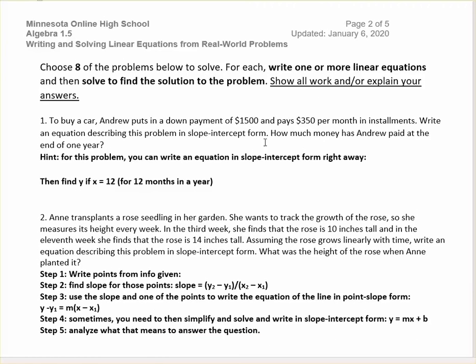Some of them you can write the equation right away, like number 1. It says to buy a car, Andrew puts in a down payment of $1,500 and pays $350 per month in installments. When you see something per month or per day or anything per, that's pretty good indication that this is going to be your slope, and you're going to be multiplying it by whatever, in this case, how many months. And then this is going to be your y-intercept. So in this one, you can write the equation right away in slope-intercept form. You can find the slope, you can find the y-intercept from the given information, and that will be your equation, so that's the first part. And then you'll have to solve that for y if x equals 12, which is how much he's paid at the end of 1 year, 12 months.